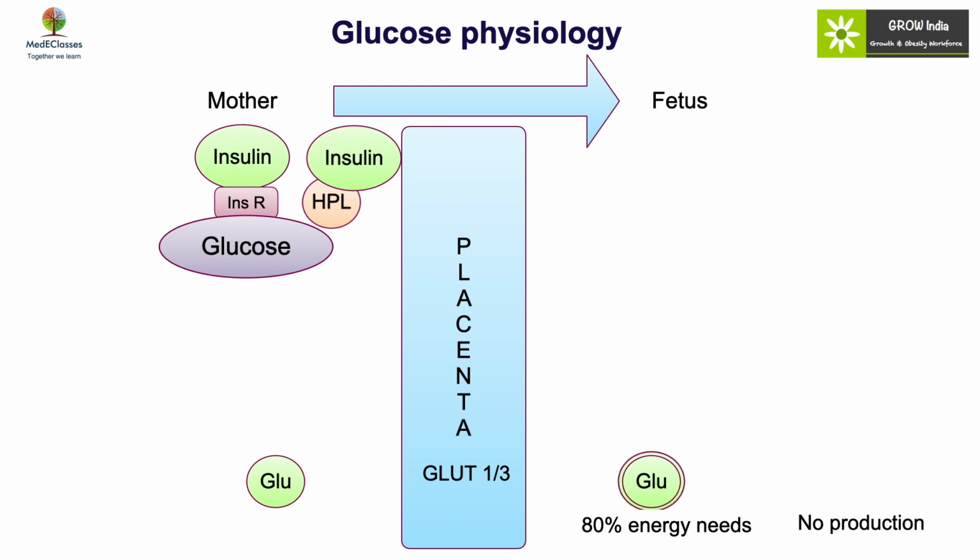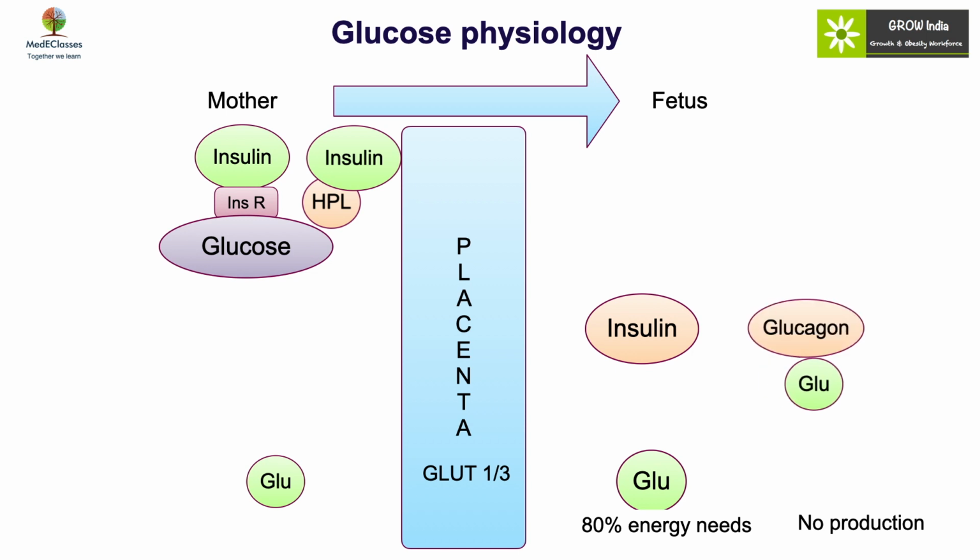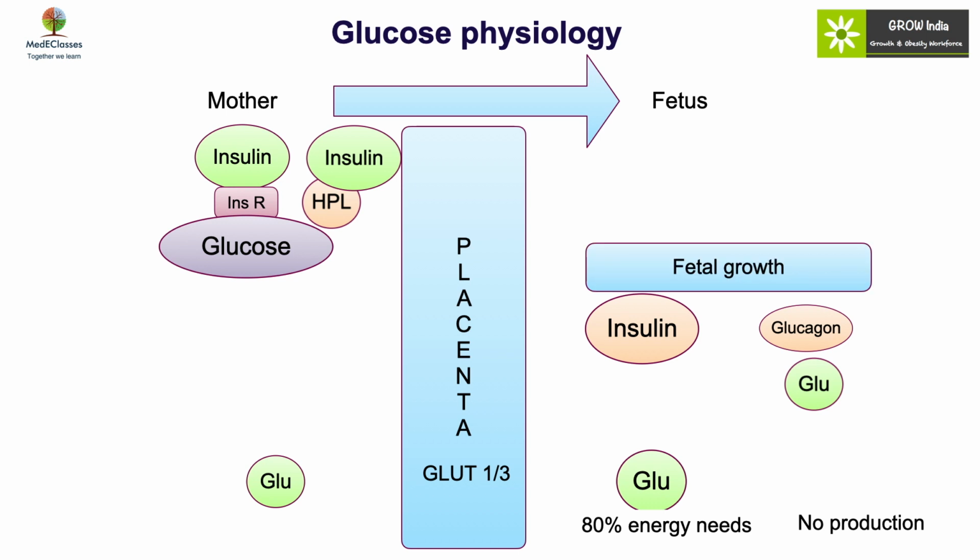Now, what we need to really remember in that perspective is that this excessive amount of glucose in the fetus will then stimulate its insulin secretion, and it will suppress the glucagon secretion. So this high insulin to glucagon ratio is what stimulates fetal growth. So this glucose is absolutely important. If the mother is hypoglycemic, the fetus is not going to grow.